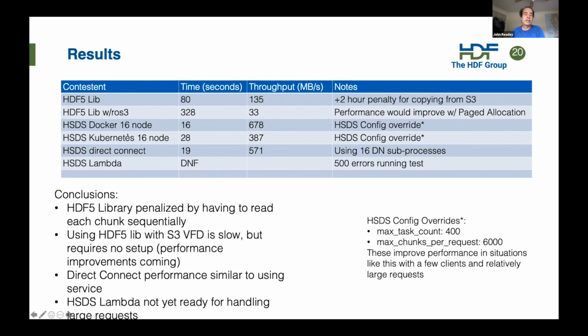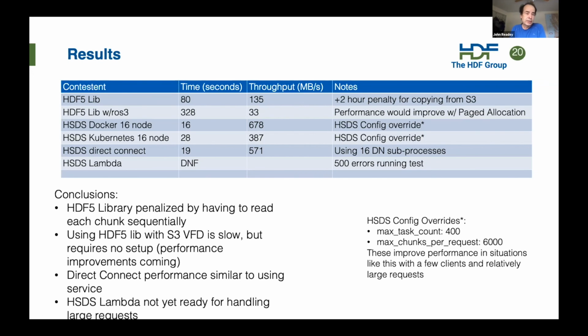Next, we have Kubernetes with 16 nodes and 4 systems, and this was 28 seconds. So a bit slower than having one large machine, but the advantage of Kubernetes is that you can scale up to a larger cluster. And you have this flexibility to shrink or grow the cluster as your demands change.